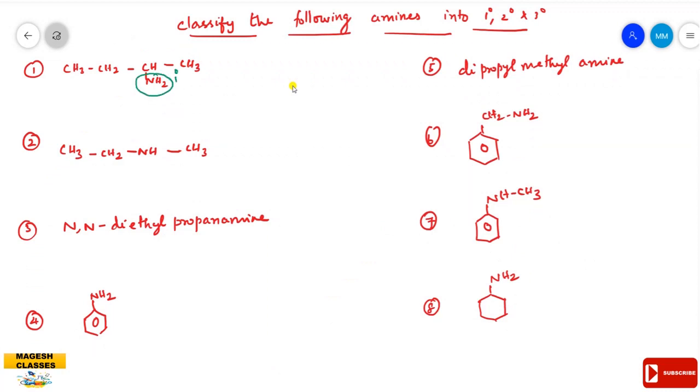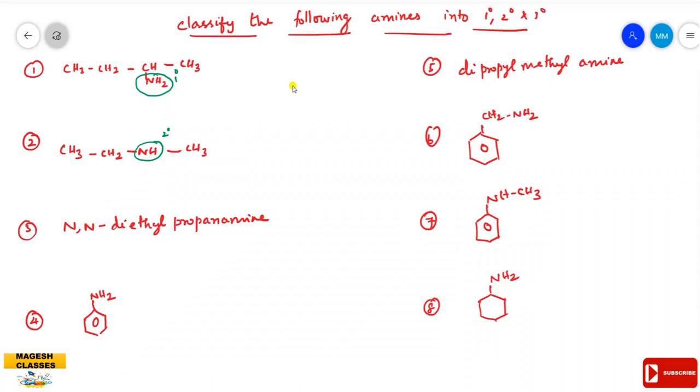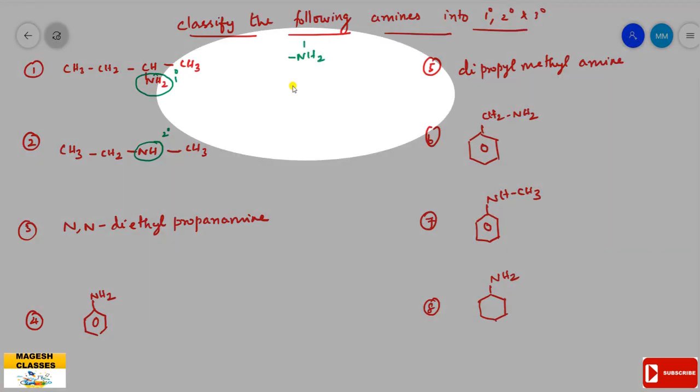Clear? If NH is present in the formula, it is called a secondary amine. If only N is present, then it is a tertiary amine. So from the formula itself, we have the trick. If NH2 is present, it is a primary amine. If NH is present, it is a secondary amine. And if only N is in the formula, it is a tertiary amine.